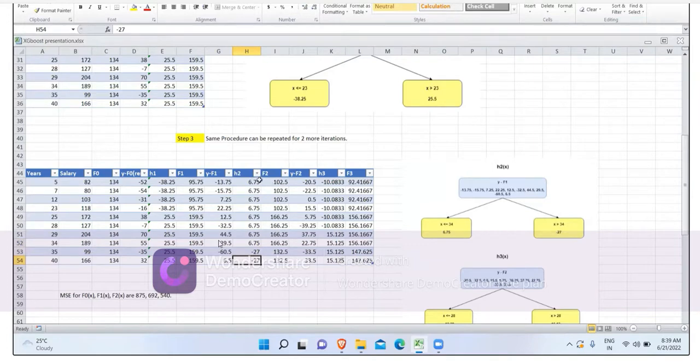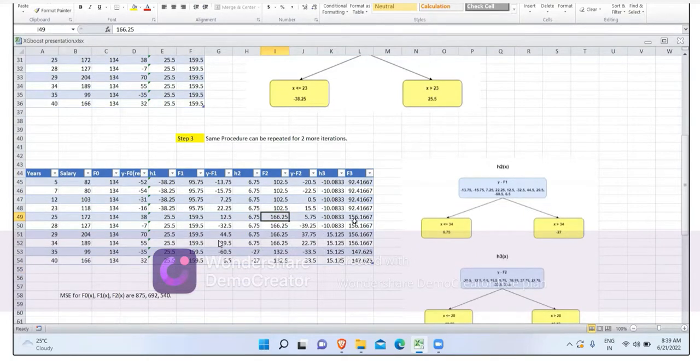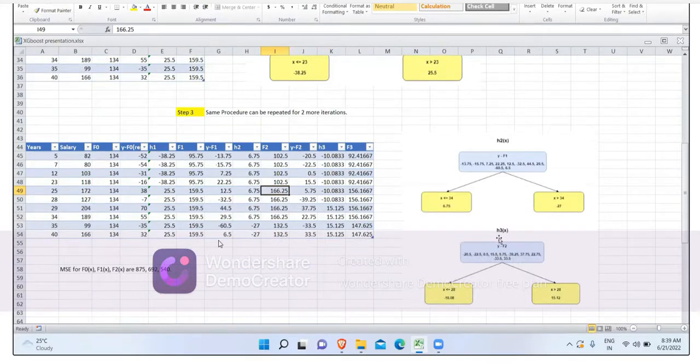And then in a similar fashion, I have calculated f2 over here, which is nothing but the addition of f1 and h2. It is coming out to be 102.5 for the data which are less than or equal to 20, and for 25 to 34 years of experience, I'm getting the boosted function f2 as 166.25. And then I've done one more iteration, that is h3(x).